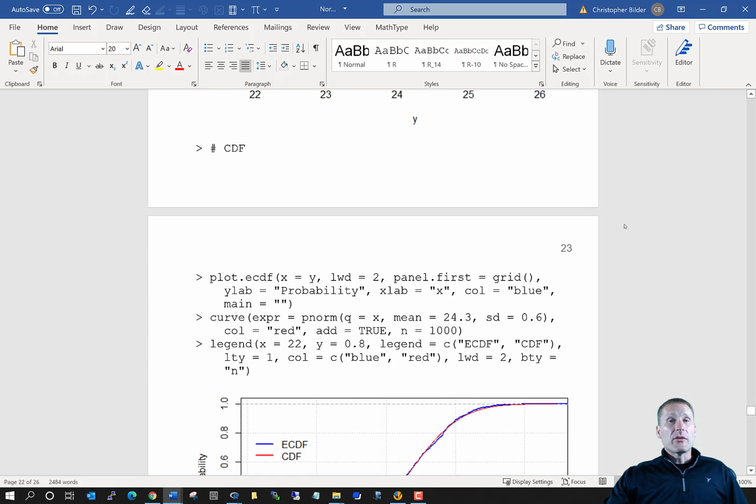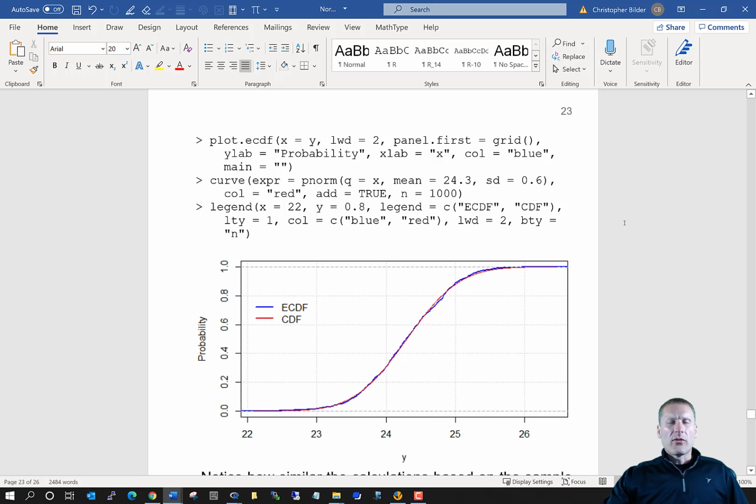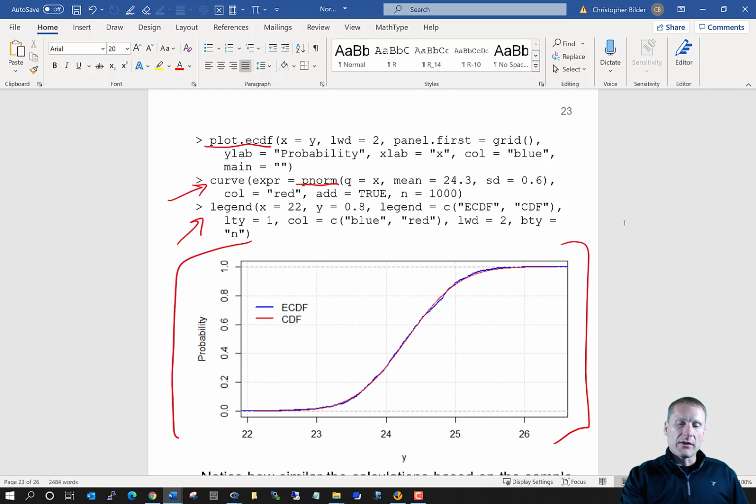We can also do a similar thing with a CDF. Hopefully you remember before, when we found the empirical CDF, we can plot it with the plot.ecdf function that we've seen. I can also then plot my CDF itself by using the curve function with pnorm, put a nice little legend on it, and look at this nice agreement between the empirical CDF and the CDF itself.